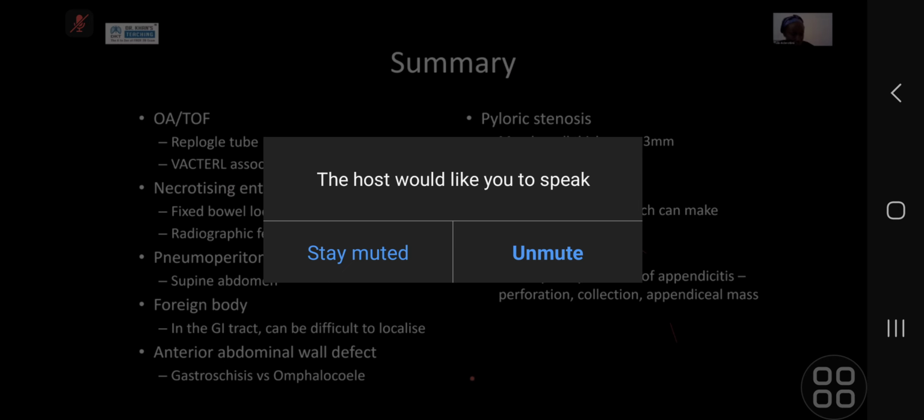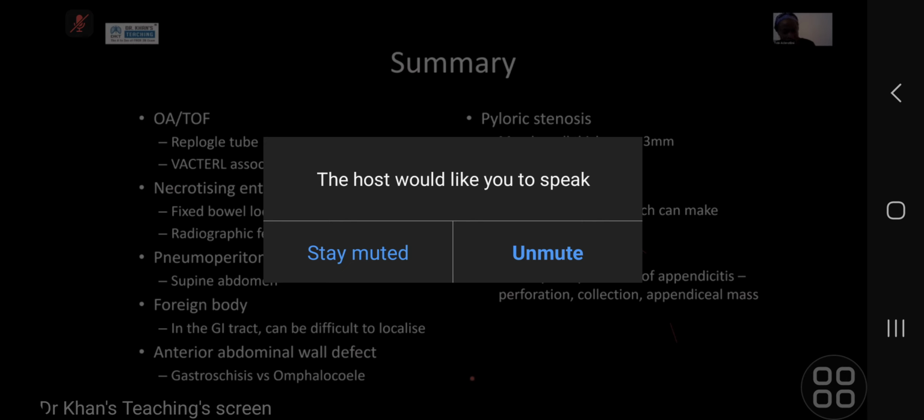Looking to see if we can find a lead point, which will make reduction more difficult and may necessitate surgery. And then acute appendicitis, so looking for any complications of appendicitis such as perforation, collections, and appendiceal masses. So I didn't really talk about appendiceal masses. They're just basically really inflamed mesenteric fat, and then you see stuff stuck down to it.